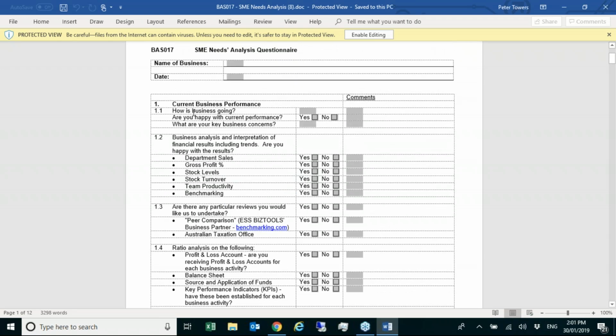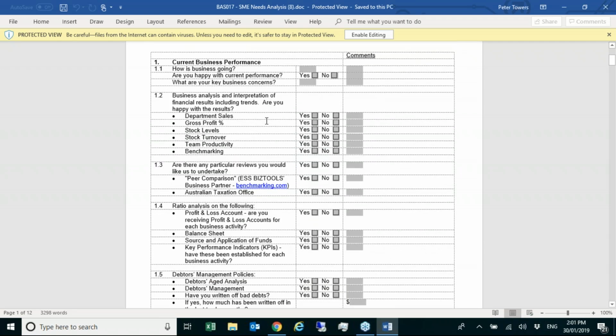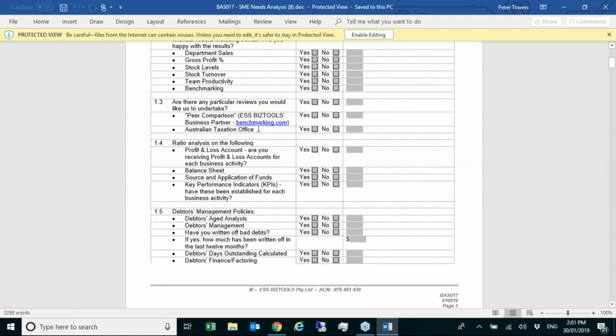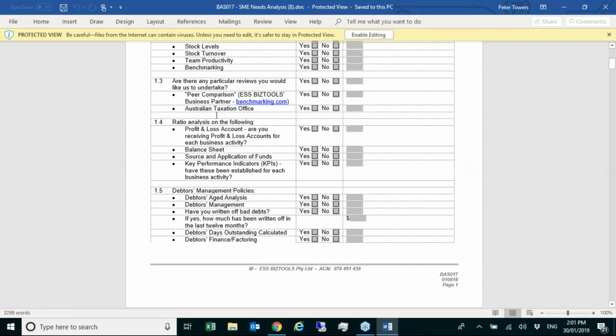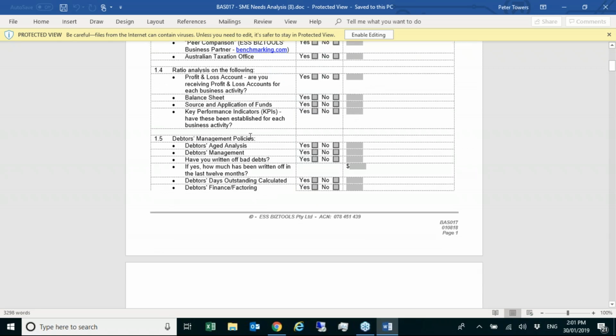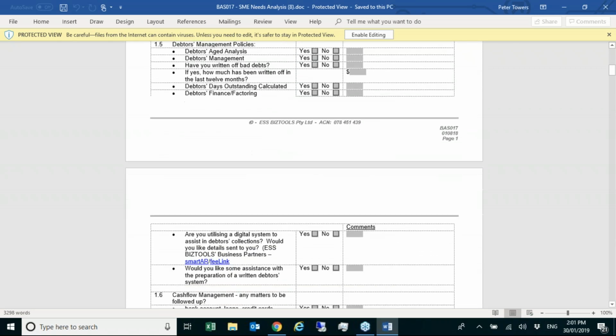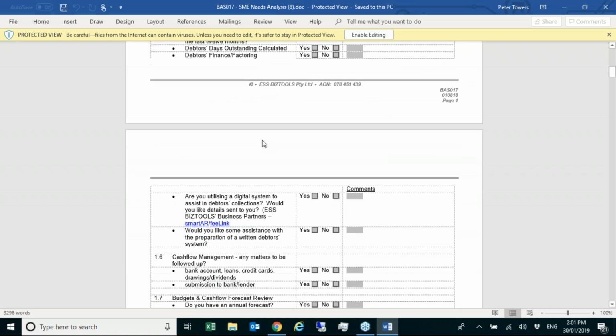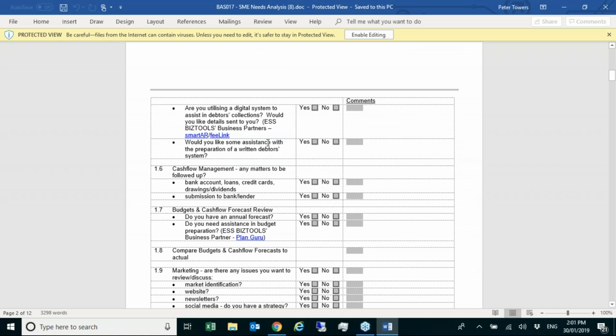Okay. So this is saying your current business operations. Are you happy with your results? Do you want us to do a benchmarking report? Do you want to do some of that? Do you understand your ratios? What's your debtors days outstanding? Now and again, you'll get people say, well, how do I calculate debtors days outstanding? Which tells me that they don't know what they are.